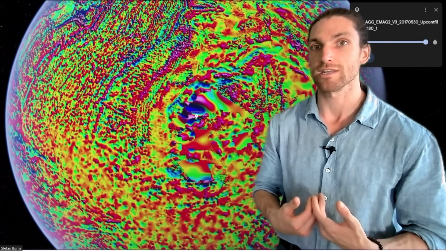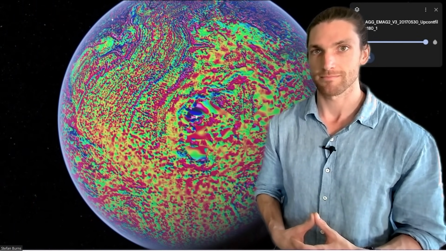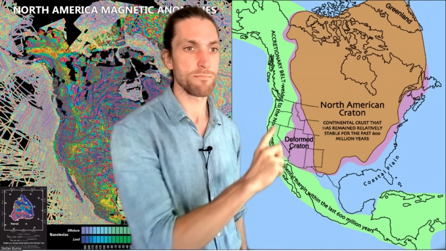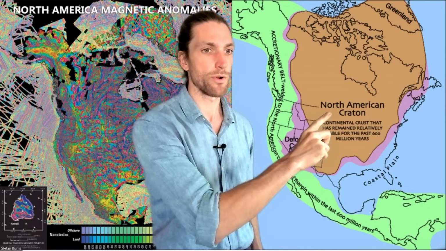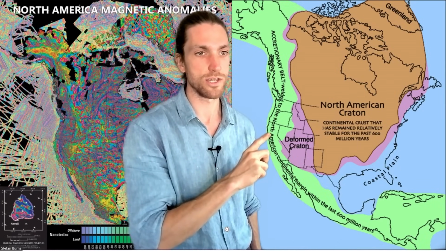Now let's look at some of the magnetic anomalies for North America, where we find a potentially even larger impact anomaly in the four-state area. Here we have two different maps for North America. We have the surface magnetic anomaly map, and we also have a very basic geologic map showing the North American craton, the deformed craton, then also the accretionary belt.